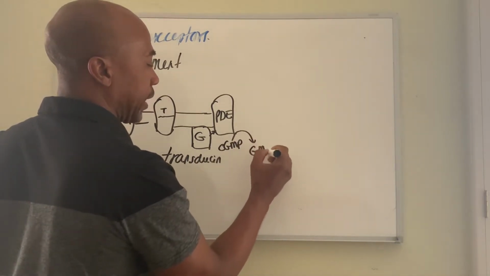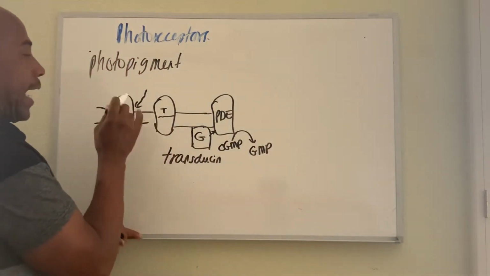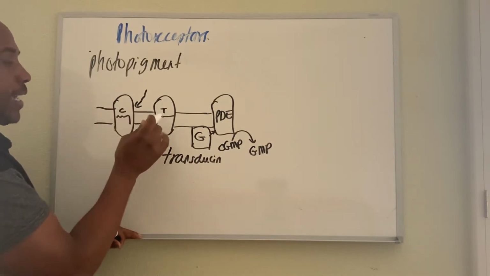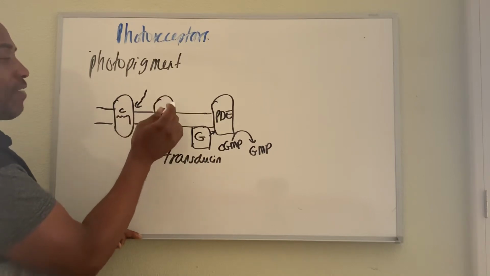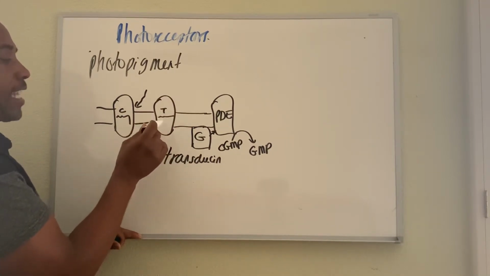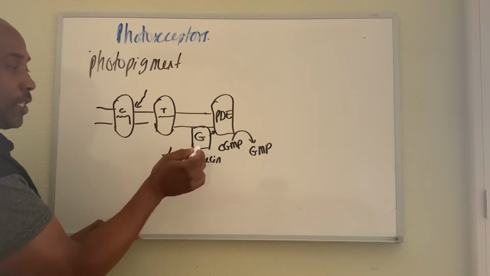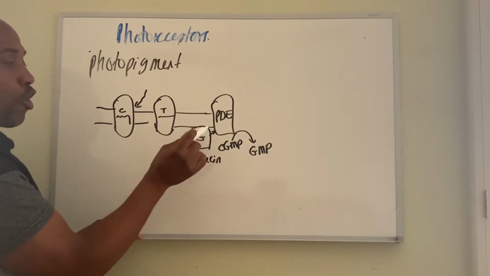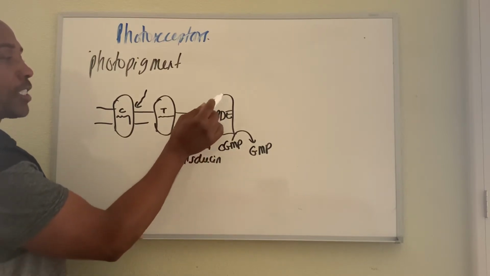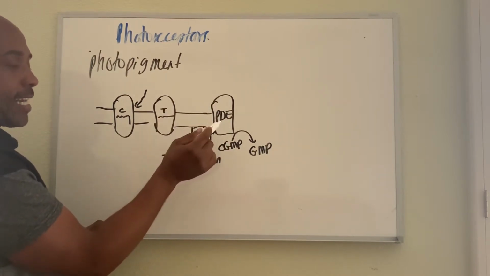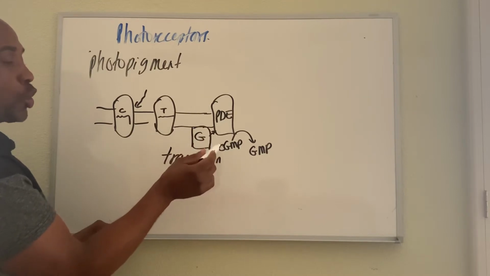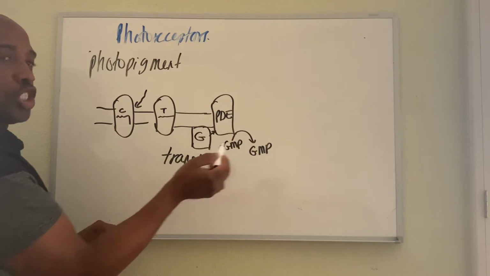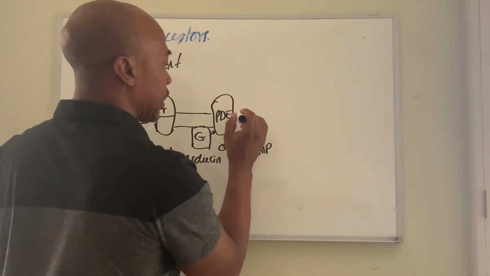So light strikes the photopigment, converts cis to trans retinol, that activates the photopigment in such a way that it will activate a G protein called transducin. Then that G protein will in turn turn on an enzyme called phosphodiesterase. Then that enzyme will convert a molecule called cyclic GMP, cGMP, into regular GMP. And that has consequences because this is what happens.